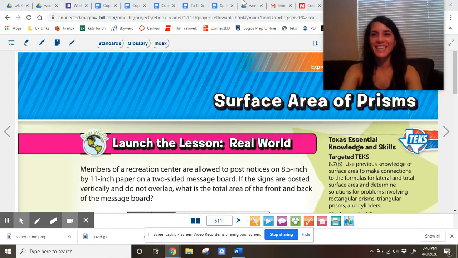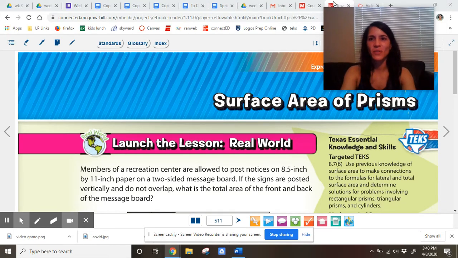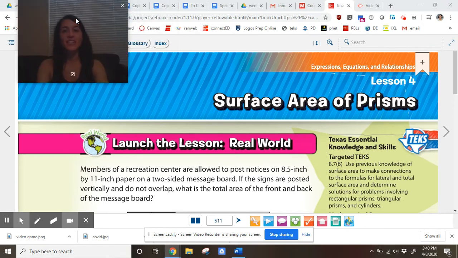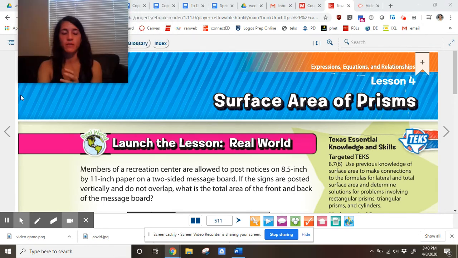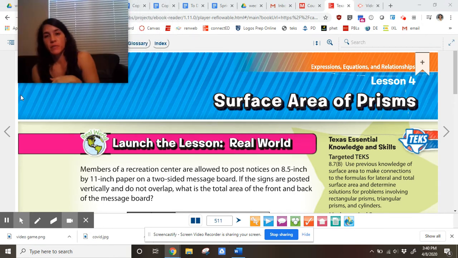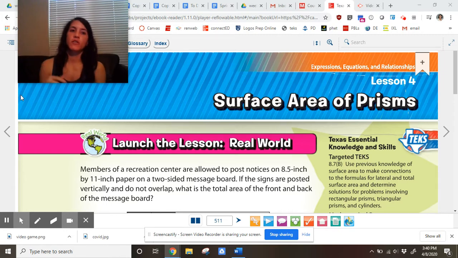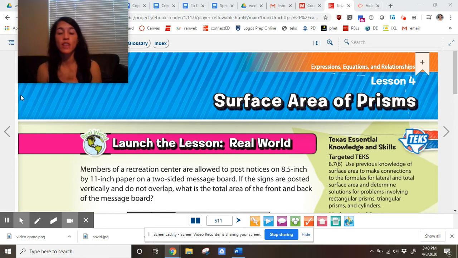Hey y'all, today's lesson is surface area of triangular prisms. So surface area of prisms part 1 was rectangular prisms. Surface area of prisms part 2 is going to be triangular prisms. And again, we're going to focus on using the formula.